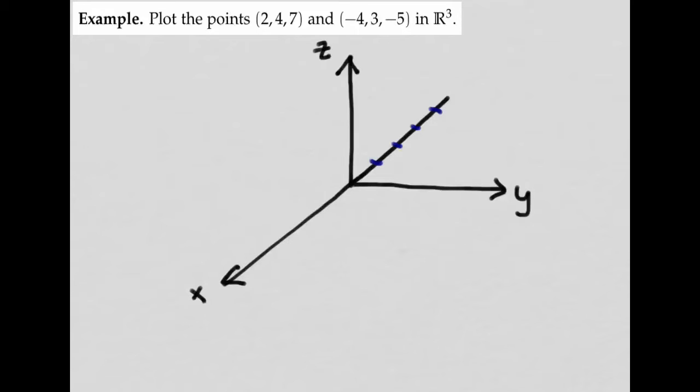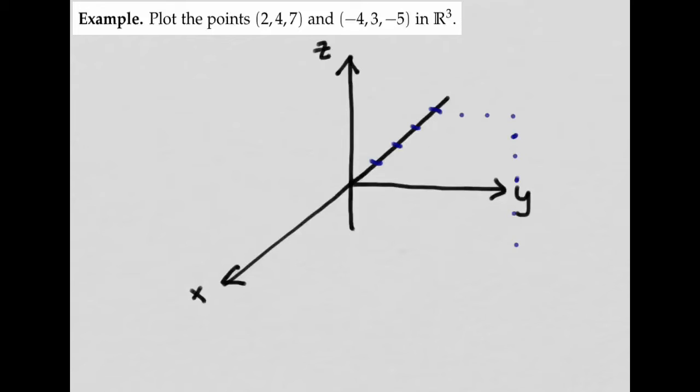The y-coordinate is 3, so I'm going to have to go 3 units in the positive y direction. So 1, 2, 3. And the z-coordinate is -5, so I'm going to go 5 units in the negative z direction. So the negative z direction is this way. So starting at this point, we're going to go down 1, 2, 3, 4, 5.